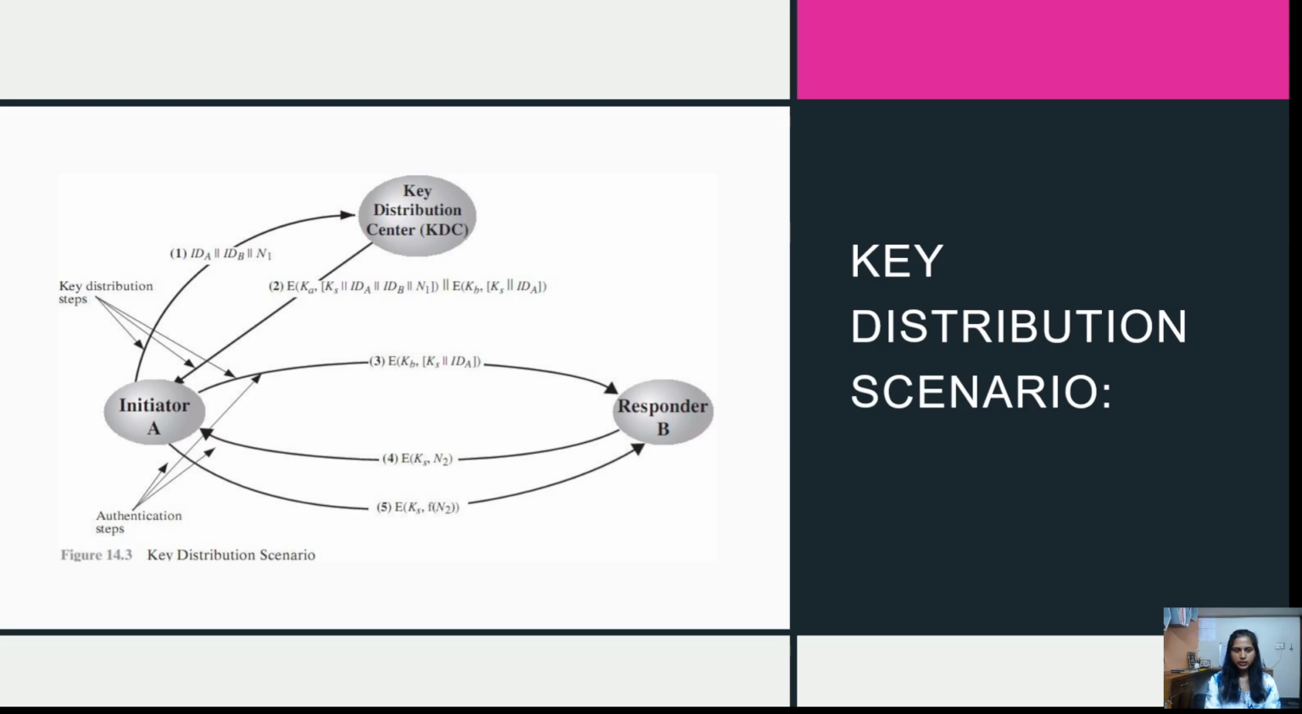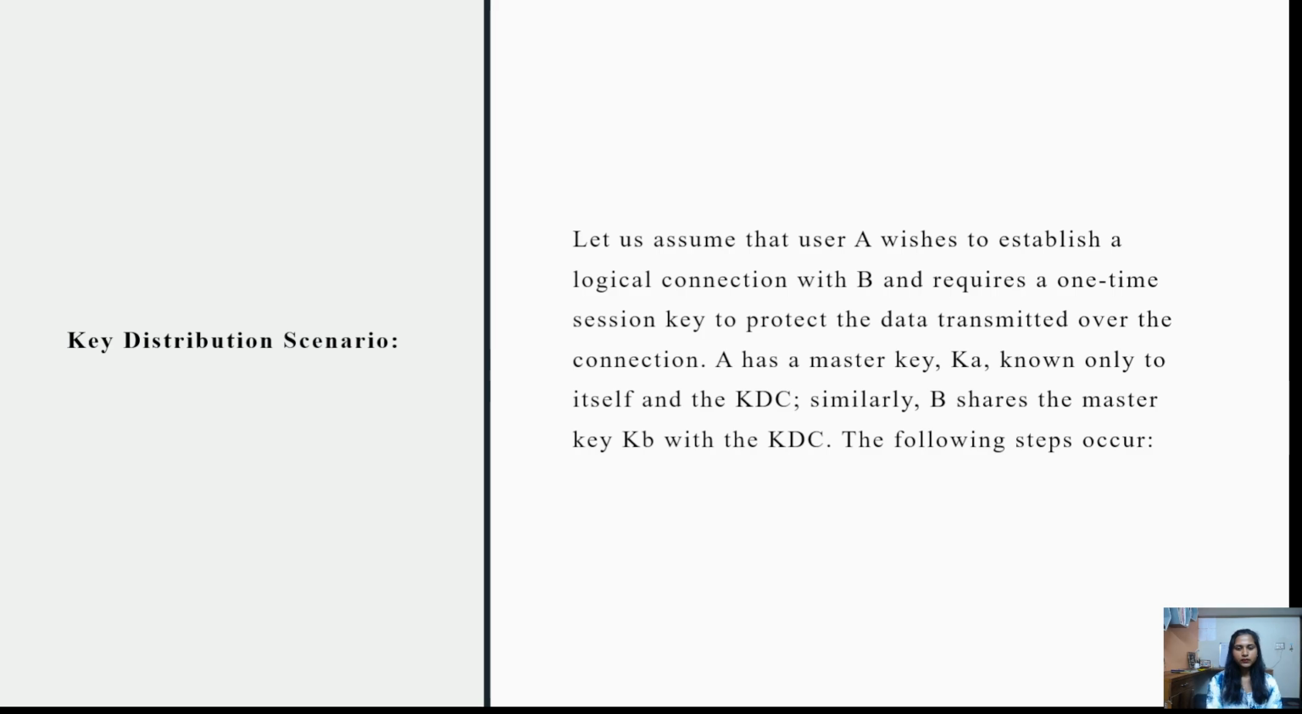So this is the key distribution scenario. I'll first go through the slides, then I'll explain with the diagram. You have an initiator A, responder B, and the key distribution center at the top. Let's go through the scenario of events that takes place. First, let us assume user A wishes to establish a connection with user B and requires a one-time session key to protect the data transmitted over the connection. A has a master key KA only known to itself and the KDC. Similarly, B shares the master key KB with the KDC.